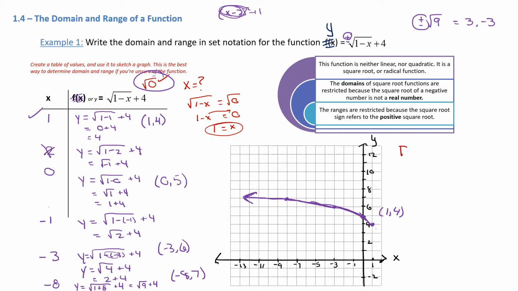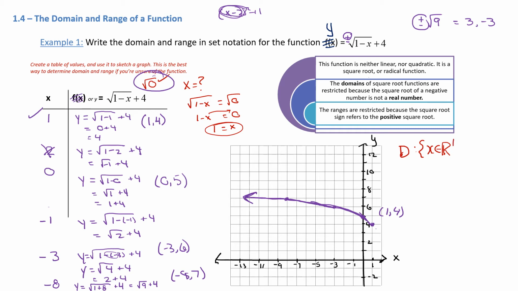Capital D first, domain, colon, curly brackets. So my independent variable is an x. X is an element of real numbers, so I could have subbed in decimals, fractions, whatever I wanted. I just didn't because it would have made my graphing really difficult. So I chose specific x values, but I could have picked whatever I wanted.